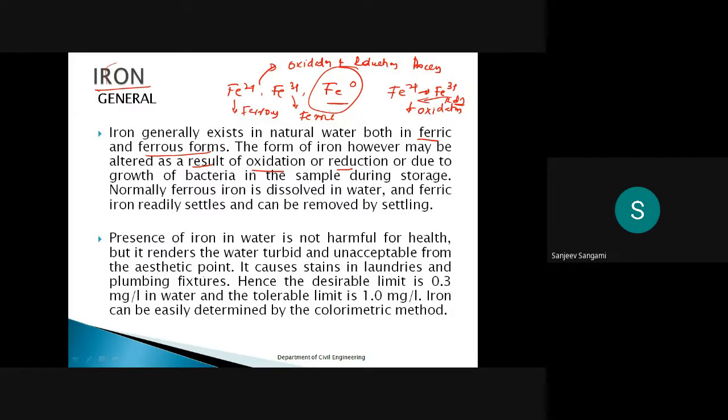Why is iron in water very important? Because iron plays a very important role in our human health. If iron deficiency is there in our body, the hemoglobin content is going to be reduced. As per the ICMR norms, Indian Council for Medical Research, the hemoglobin content in the body should be around 10. If it goes below 10, normally they will go for iron.